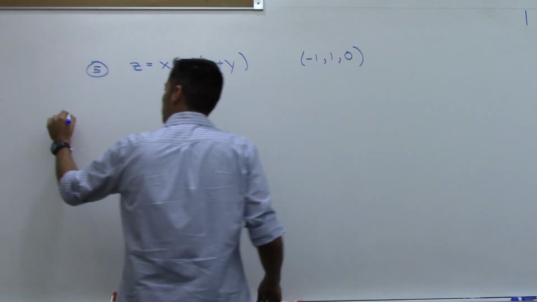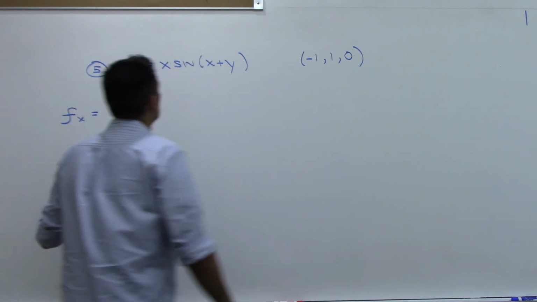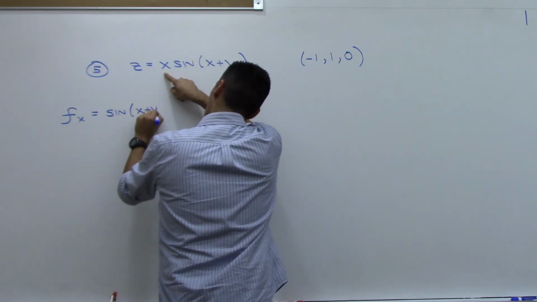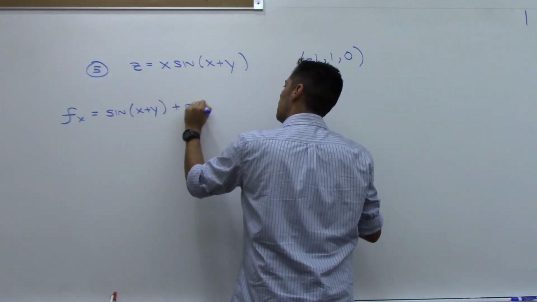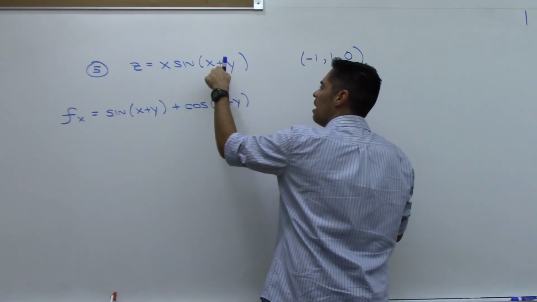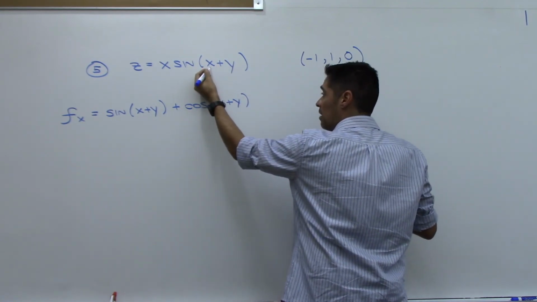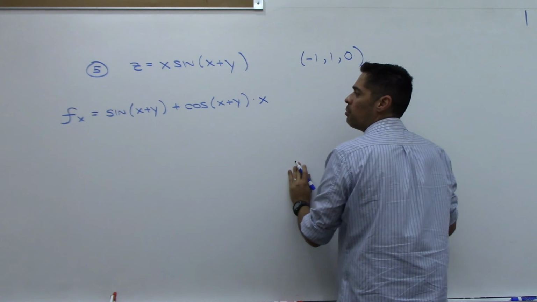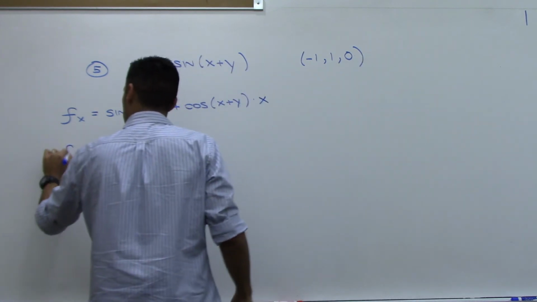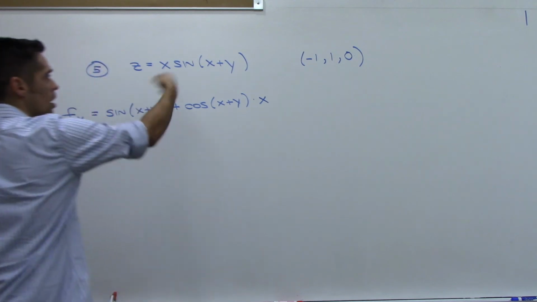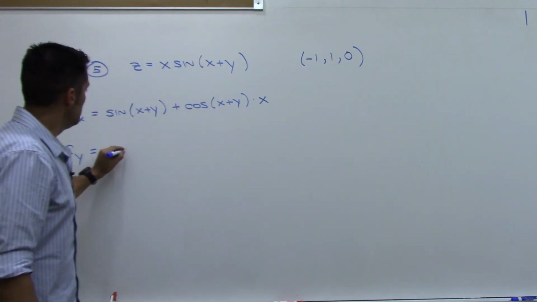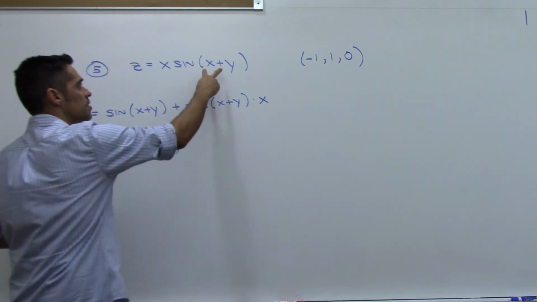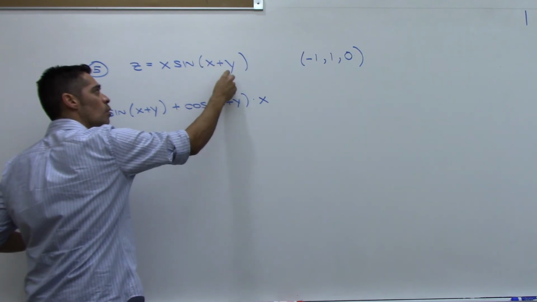But partial of f with respect to x, product rule. Derivative of the first one is 1 times the second one, plus the derivative of the second one, which is cosine of x plus y, times the derivative of what's inside. Derivative of x with respect to x is 1, plus derivative of y, which is 0, so just 1 out here, but then times x to finish off the product rule. And then I'll do the derivative with respect to y now. So no product rule necessary. x is going to come along. Derivative of sine of something is cosine of x plus y, times the derivative of what's inside with respect to y. So derivative of x is 0, derivative of y is 1. So there's a 1 here.